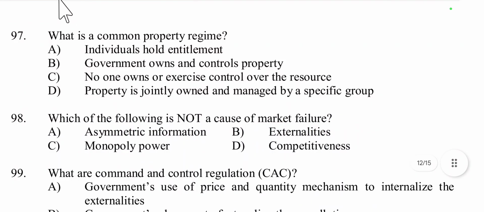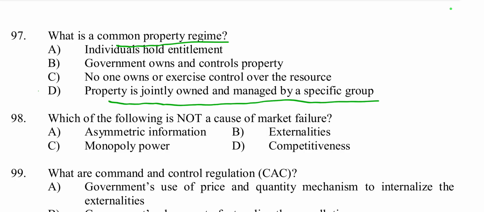Then question number 97, what is a common property regime? Individuals hold entitlement? No. Government owns and controls property? No. No one owns and exercises control over the resource? No. Property is jointly owned and managed by a specific group? Yes. Common property regime means property is jointly owned and managed by a specific group. This is called a common property regime, because it refers to resources that are owned and managed collectively by a defined community or group under mutual agreement or norms.